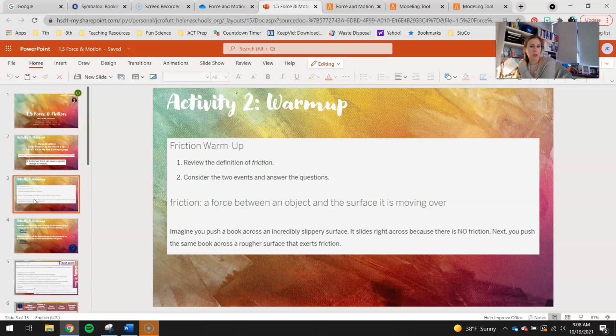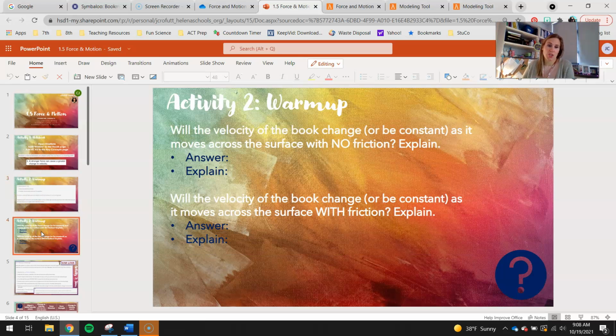So a little friction warm-up: review the definition of friction, consider the 2 events, and answer the question. Again, friction is a force between an object and the surface it is moving over. So imagine you push a book across an incredibly slippery surface, ice, whatever the case. It slides right across because there is no friction. Next, you push the same book across a rougher surface, maybe some carpet, that exerts friction.